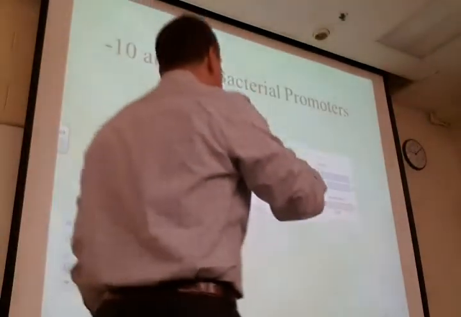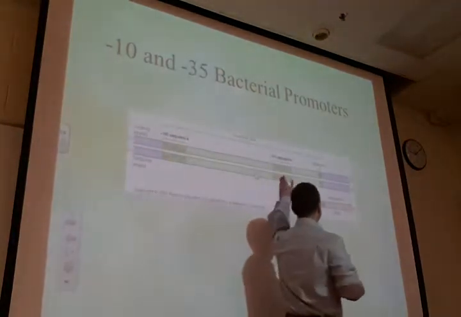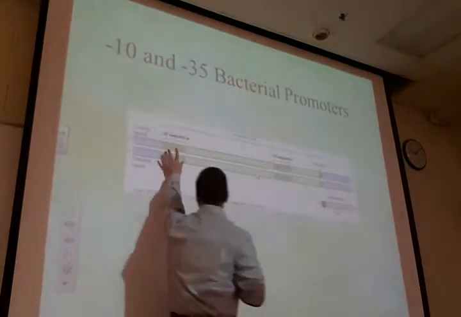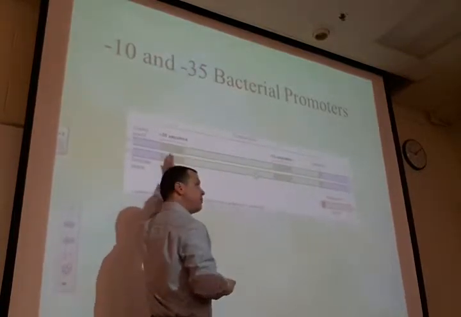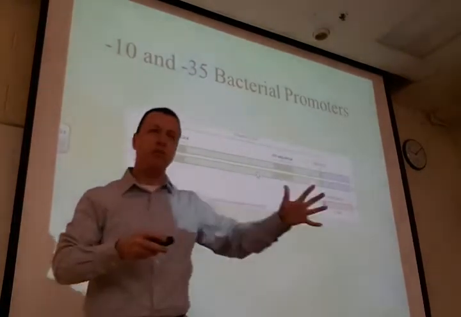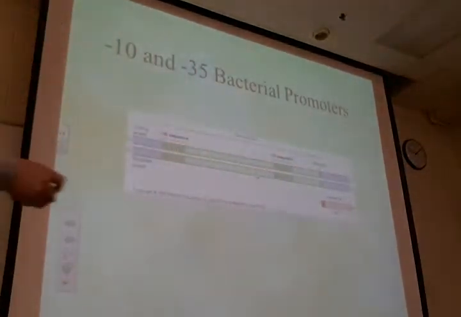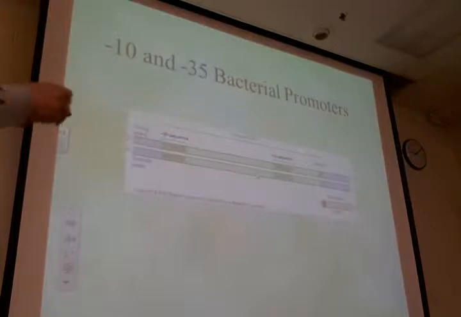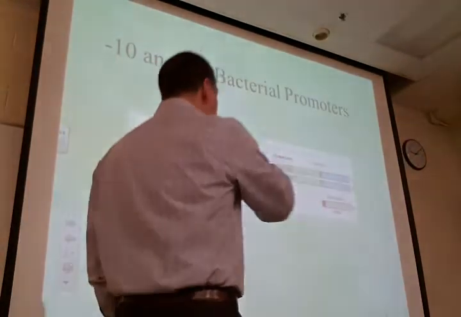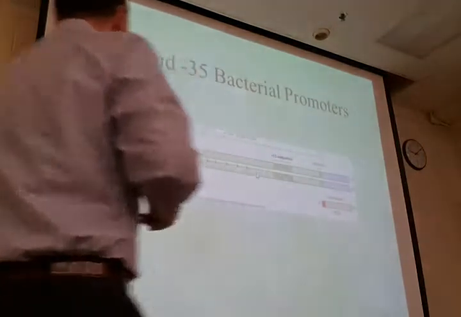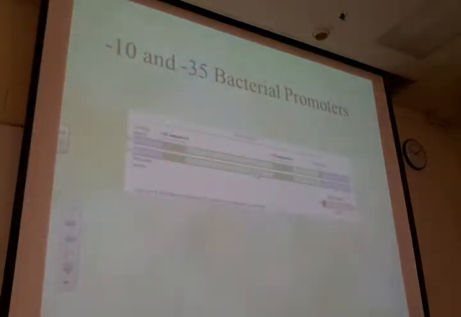And they are centered at -10, that means 10 nucleotides before the start. And another section is centered at -35, so 35 nucleotides before the start of the gene. Again, think about number lines. So we have the -10 sequence and the -35 sequence that are shown to you here. If we look at those two sequences, does anything jump out at you about those two sections of the promoter?